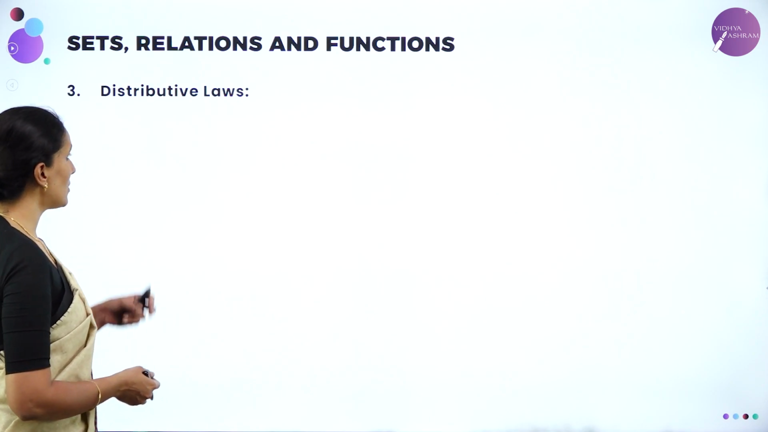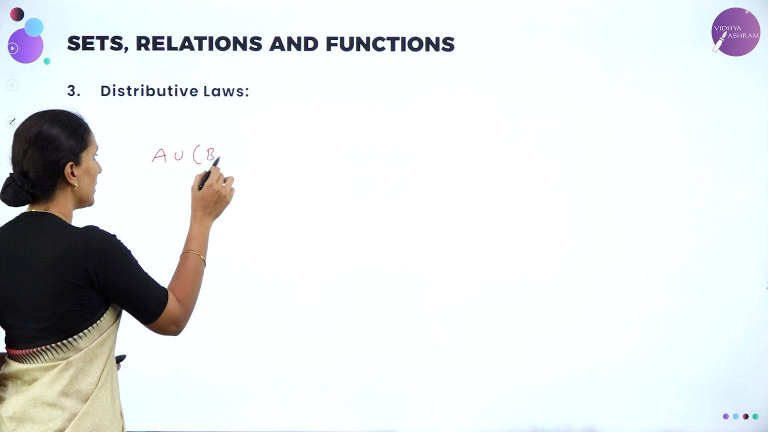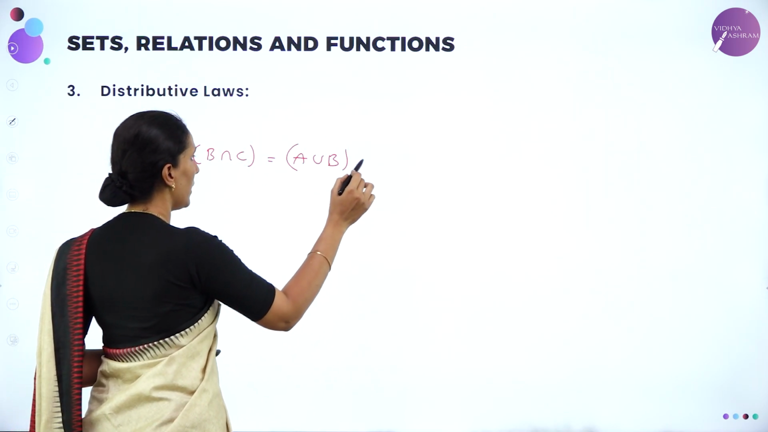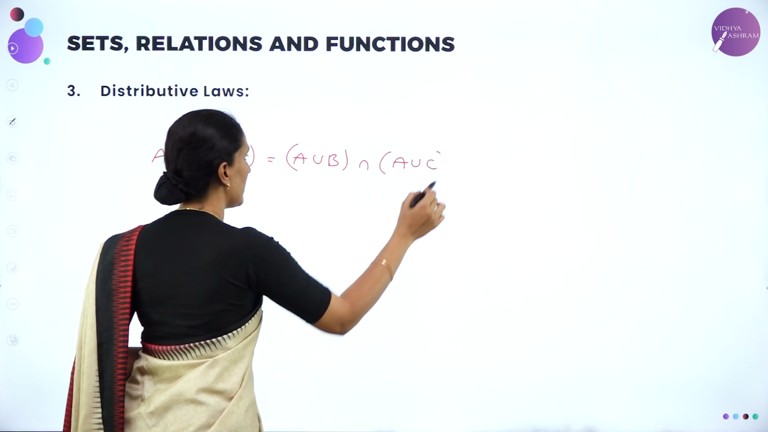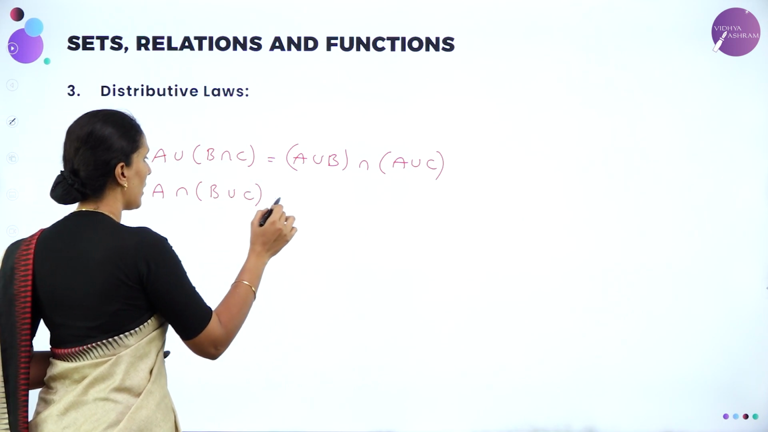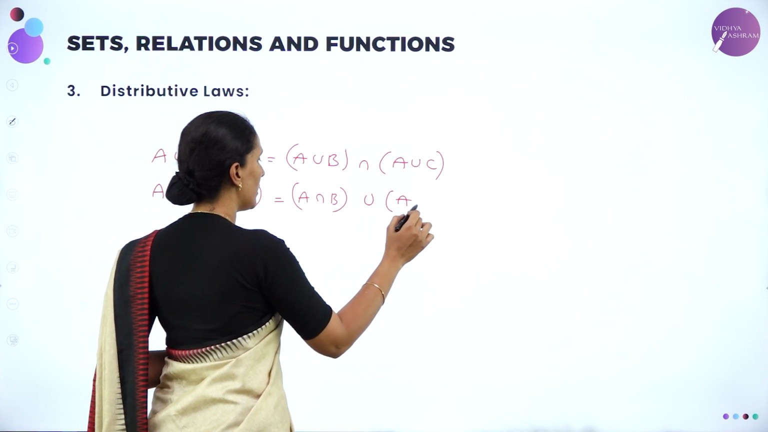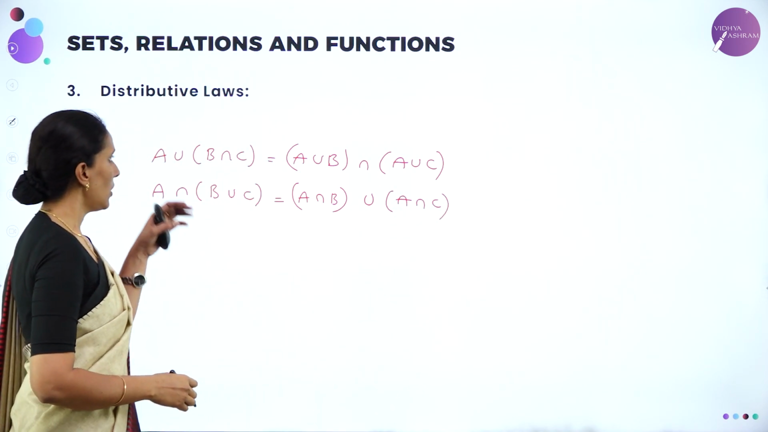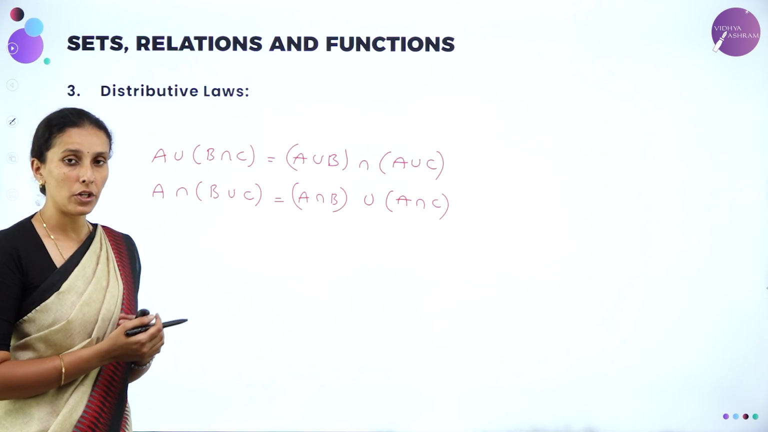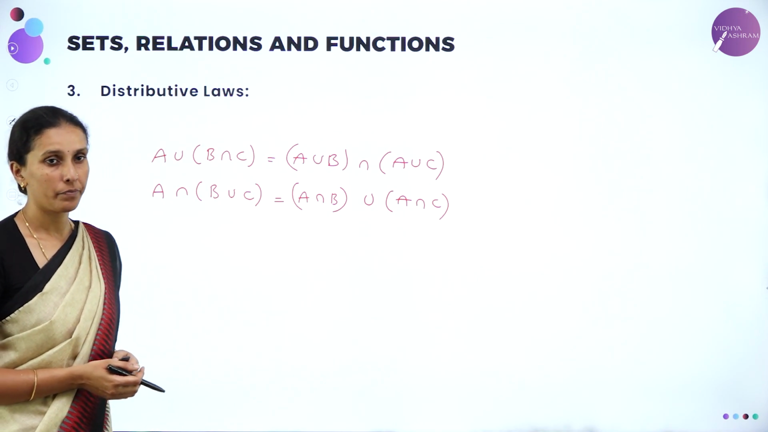Next property is the distributive law. Now A union (B intersection C) is equal to (A union B) intersection (A union C). Similarly, A intersection (B union C) can be defined as (A intersection B) union (A intersection C). So here the union is distributed over intersection and the intersection is distributed over union. This also satisfies the property of distributive.